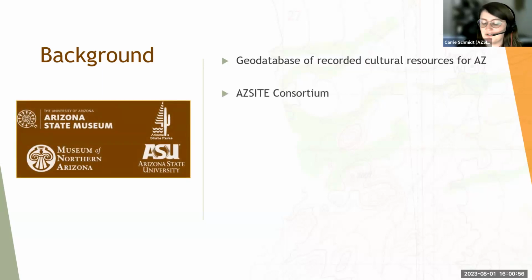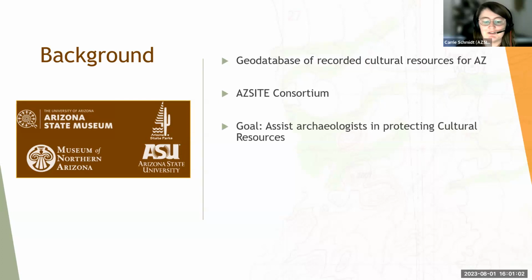So this is from different institutions around the state that at one time issued archaeological site numbers. And AsSite was developed as a way to get all of that data in one consolidated place to better help archaeologists in their work protecting cultural resources.